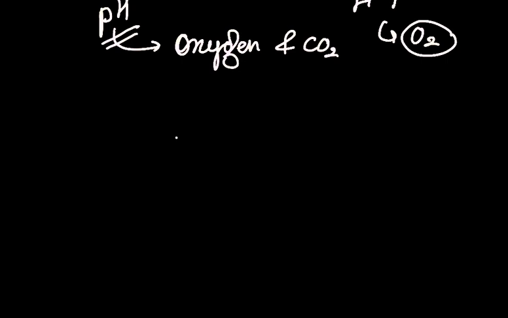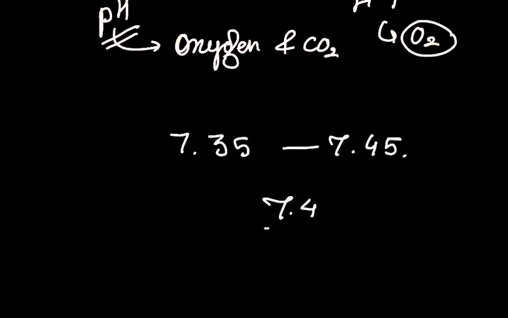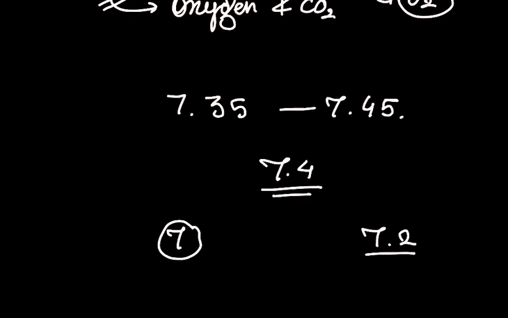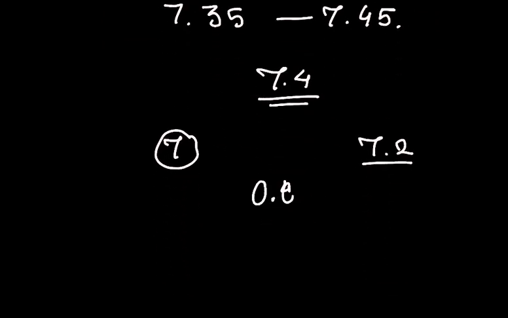From 7.35 to 7.45 is fine. Normal body pH of the fluid is 7.4. I'm talking about the body fluid, especially the plasma, not anything else. In the cells, we have 7. In the RBC, we have 7.2. A change of 0.05 is tolerated, but the best would be a change of 0.04.